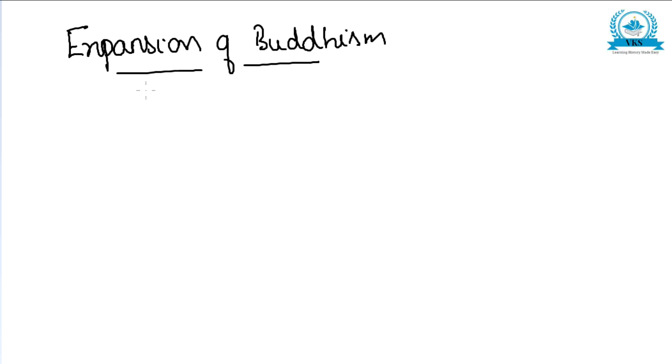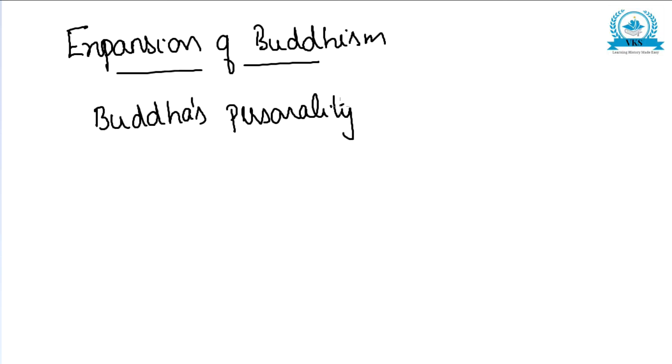The first reason for the expansion of Buddhism was Buddha's personality. His personality and his simplicity attracted people towards the religion. And also the method adopted by him to preach his religion helped the spread of Buddhism.